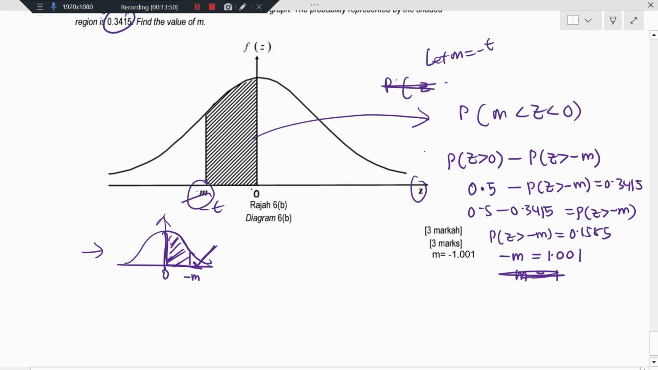So, yeah, 1.001. So your M should be the negative transferred there, negative 1.001. See? That's why it gives a headache if we don't do it carefully, especially the symbol mistake. Because from here, negative M, so I take out negative M. But the question is asking M, not negative M. So, transfer the negative to the opposite side.